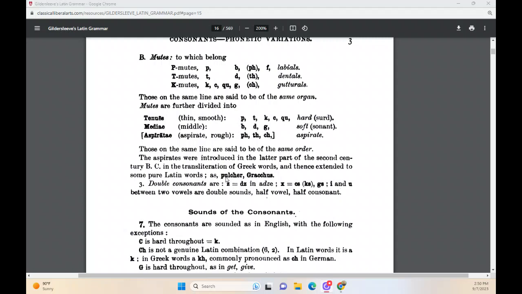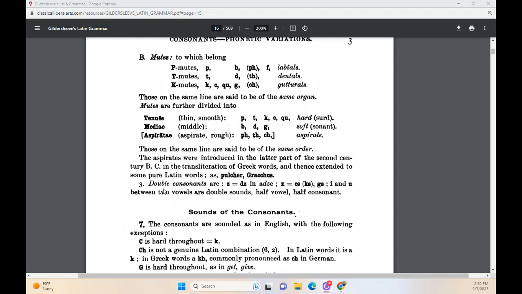We have the word pulcher. Notice it's k and not ch. It's not pulcher with a ch sound, but pulcher with a k sound. And this name is not Gracchus with a ch sound, it's Gracchus with a k sound. These are the aspirate sounds in classical languages.